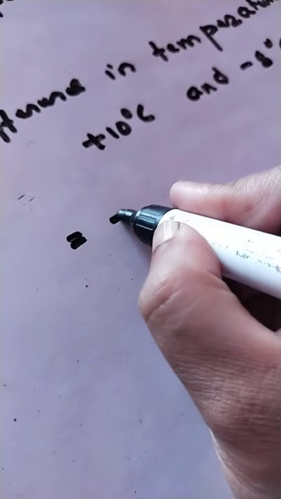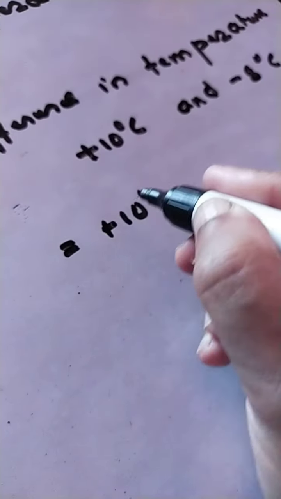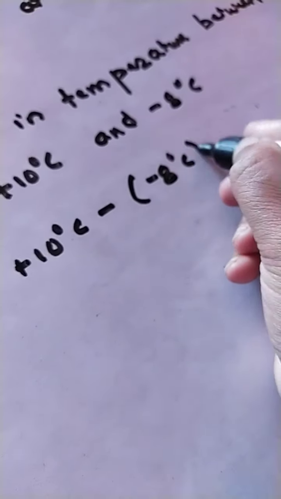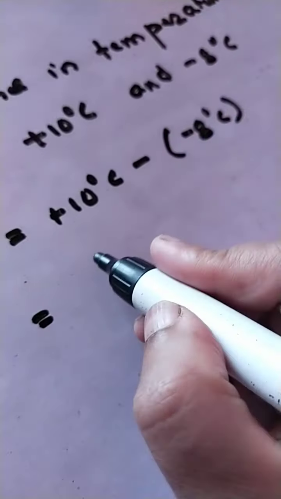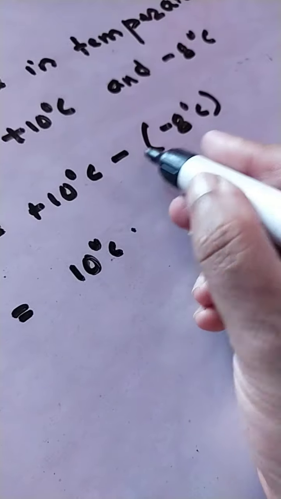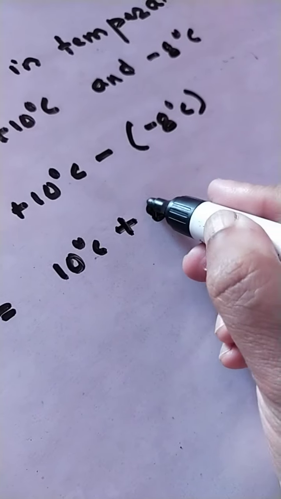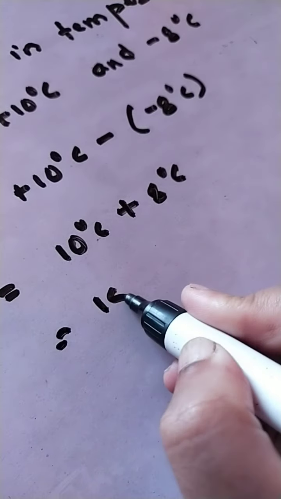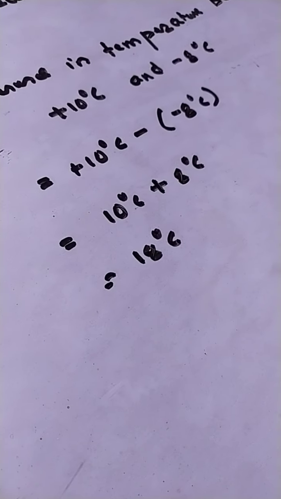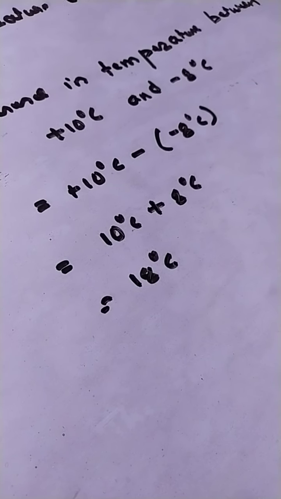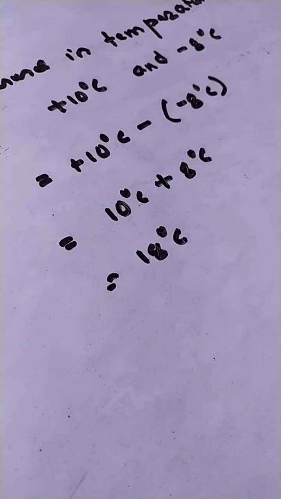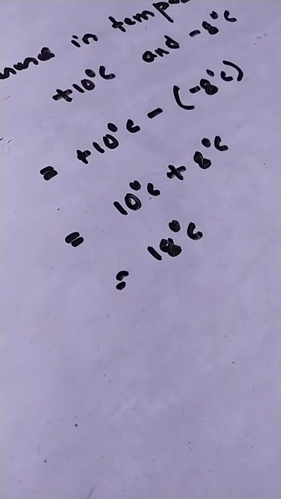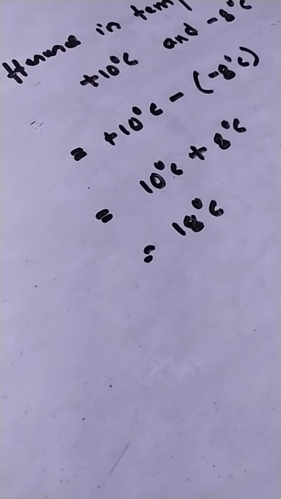So how to find the difference? Plus 10 degrees Celsius minus minus 8 degrees Celsius, isn't it? So this is the difference. That will be 10 degrees Celsius, minus becomes plus 8 degrees Celsius, that is 18 degrees Celsius. Fine. So the temperature has to fall 18 degrees Celsius. To fall 18 degrees Celsius, how many hours are required?